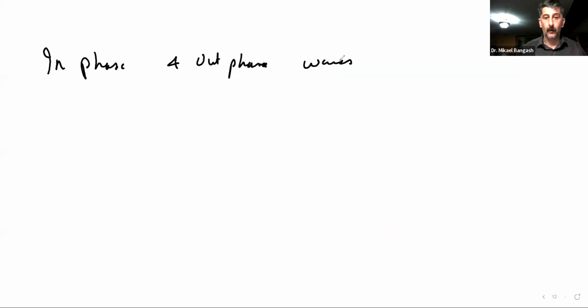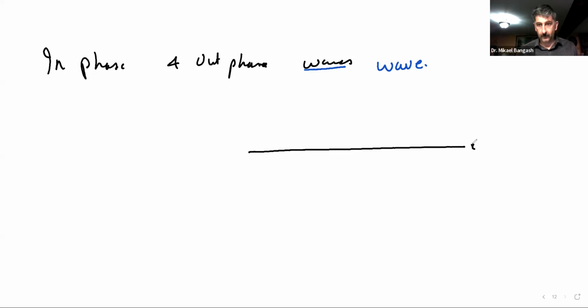Now we will talk a bit about what we can call in phase, and then we will go to what it means to be out phase waves. But before we do that, let us just look at a wave. This is going to be what we can call a baseline or a zero line.